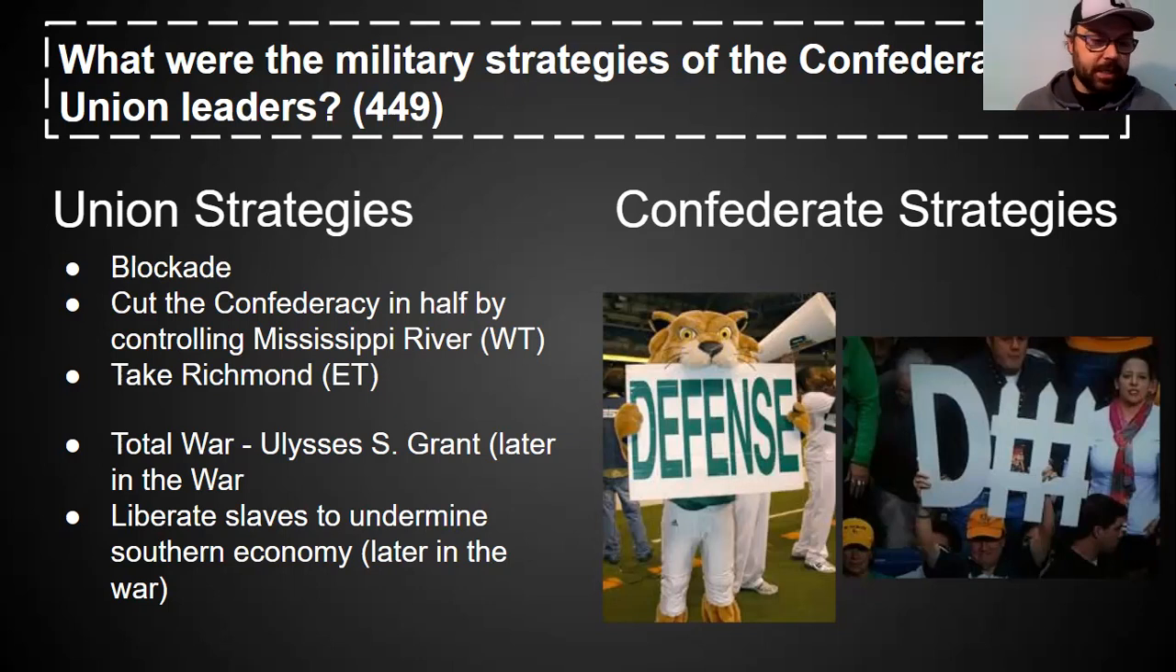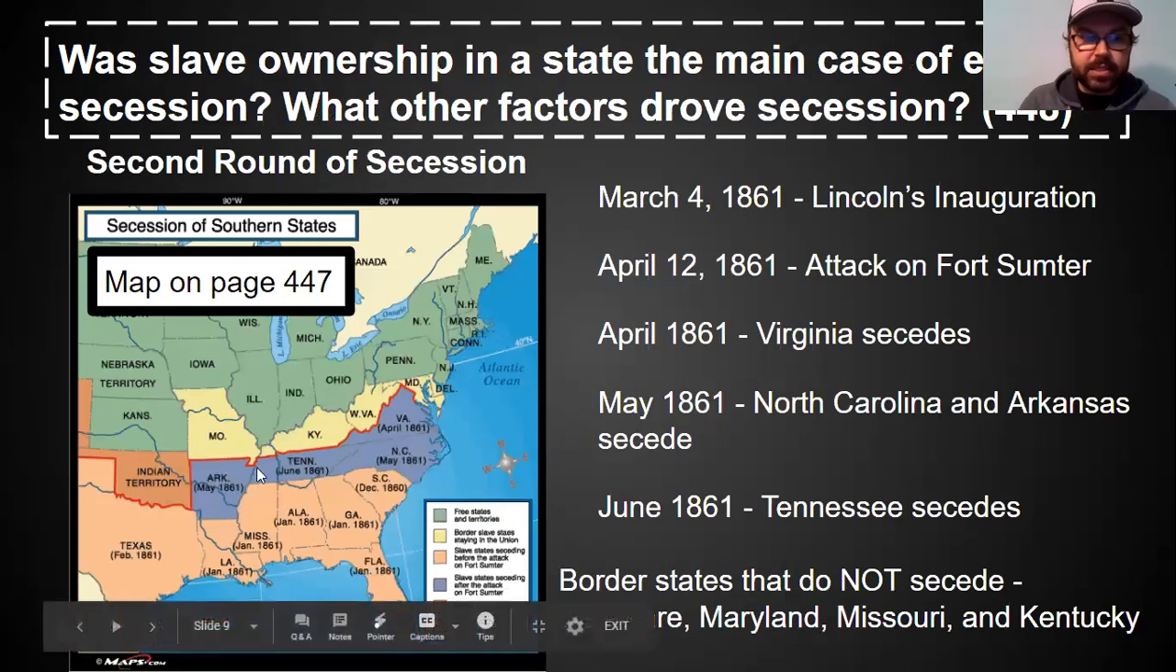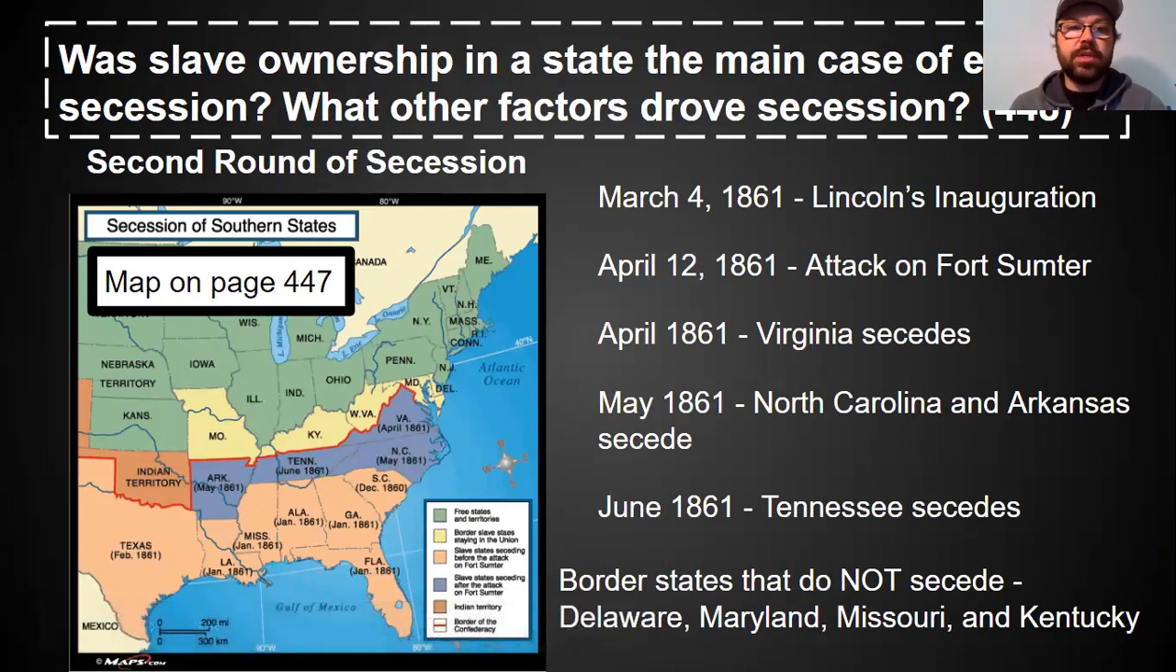By the time it's all said and done, here on the map: Virginia, North Carolina, Tennessee, Arkansas, South Carolina, Georgia, Florida, Alabama, Mississippi, Louisiana, and Texas have created a brand new country called the Confederate States of America, or at least they see it as a brand new country. The United States does not recognize it, and that's fundamentally going to be the action that leads to the Civil War.